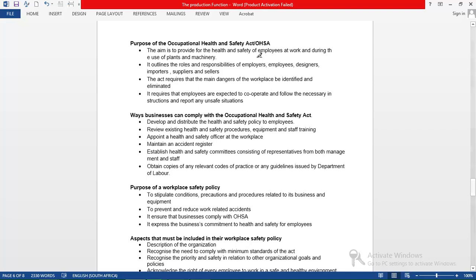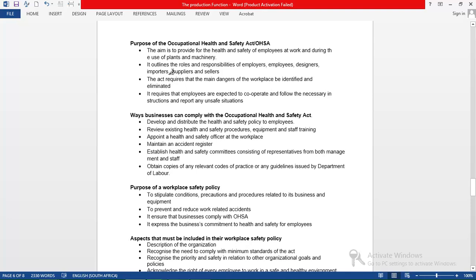The main aim of the Occupational Health and Safety Act is to ensure that employees at the workplace are protected in terms of their health and in terms of their safety, right, from any dangers. So occupational health and safety gives guidelines on what the business should do in order to comply with the Health and Safety Act. So those guidelines, if the business follows them, then it means employees will be safe and free from dangers or from any problems and accidents, right?